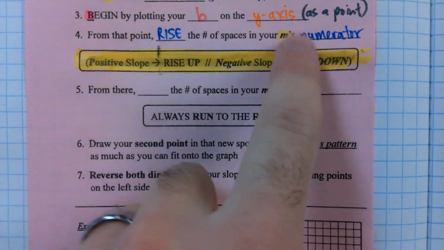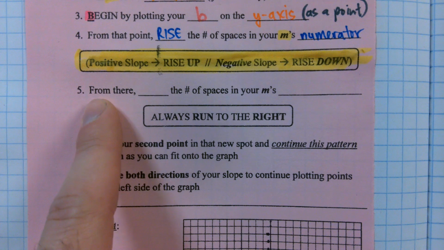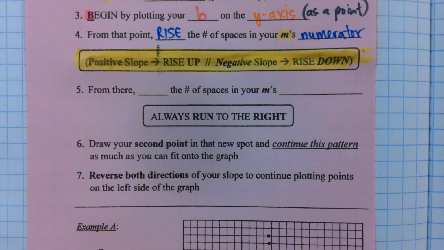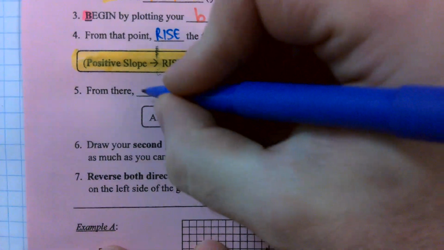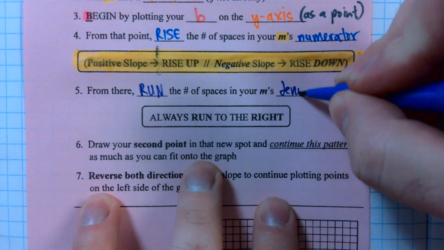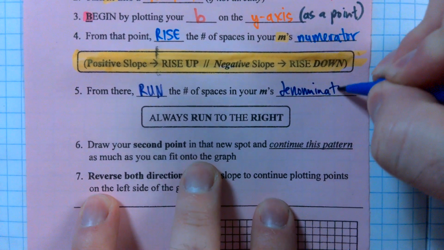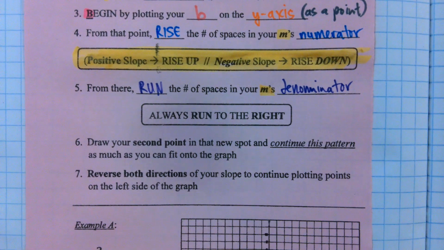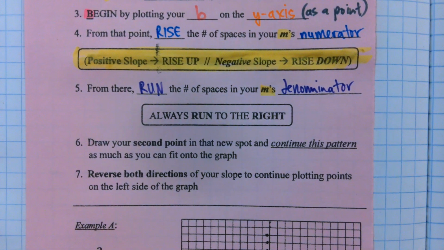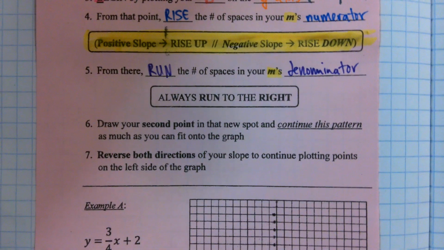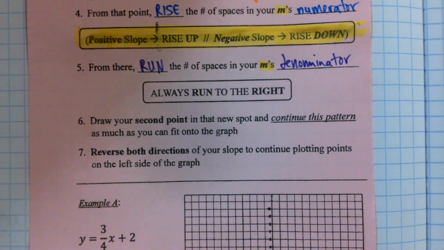So we're going to rise the number of spaces in the numerator. Next, what do you think we do after we rise? We run. So we're going to run the number of spaces in our slope's denominator. Where's the denominator in my fraction? A fraction has a top and a bottom. Which one's my denominator? The bottom. Hopefully we know the denominator's on the bottom.